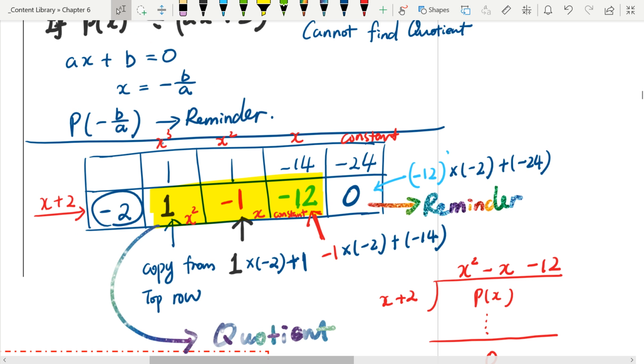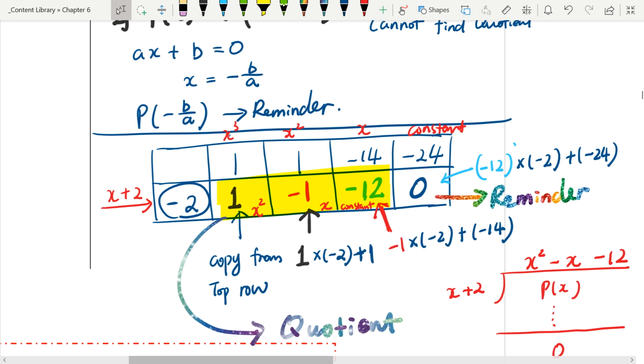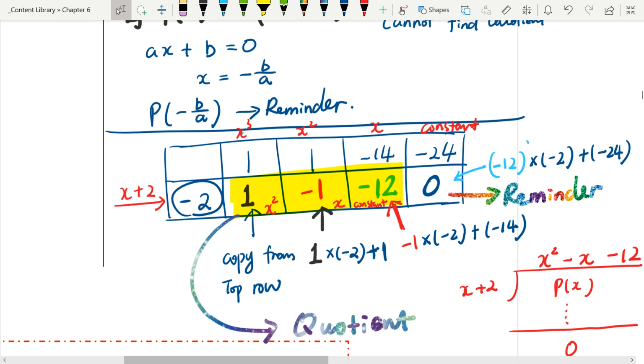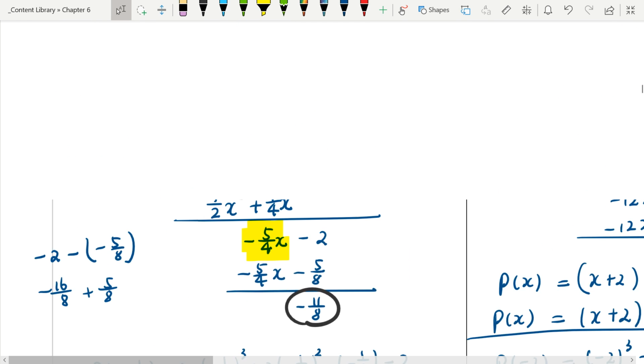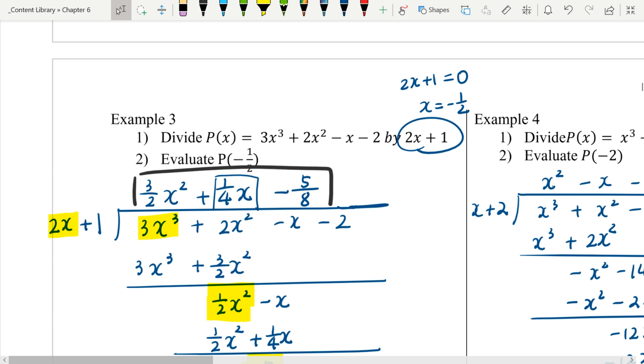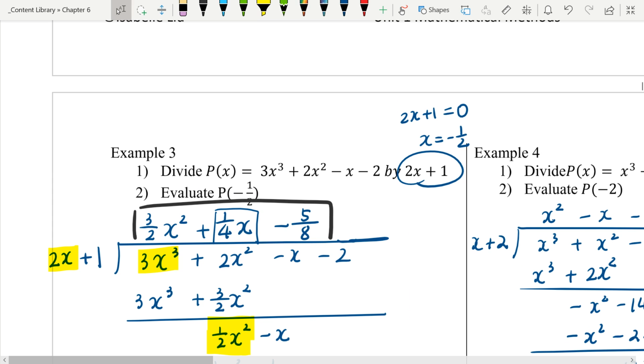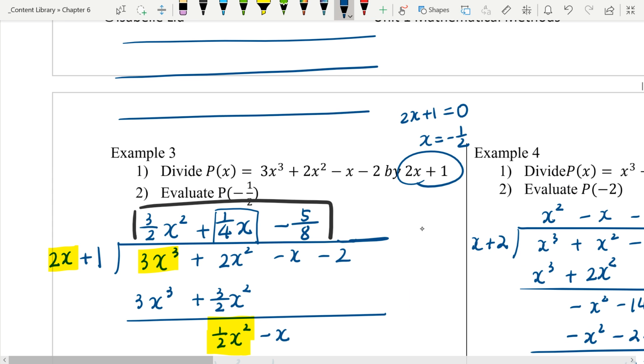This works for linear, quadratic, cubic, but anything else doesn't work. And there's another requirement: the linear you divide by must be a monic linear. So in this case, we divide by x plus 2, and this table works well. When you divide by something not monic, like 2x plus 1, we need to make some adjustments. So let's still use the same method to create a table. It's just a 2-row table.